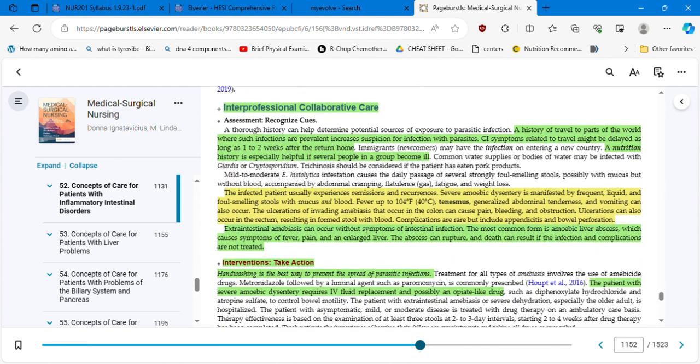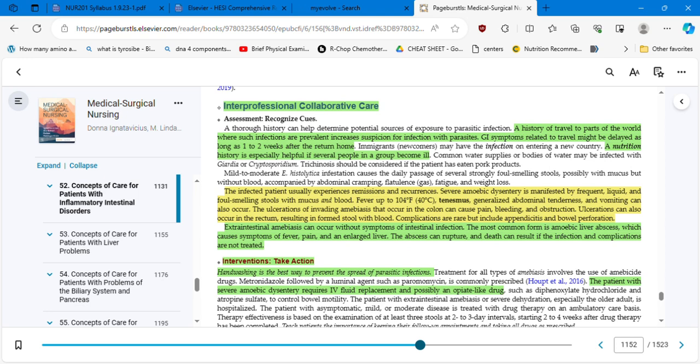Assessment. A history of travel to parts of the world where such infections are prevalent increases suspicion for infection with parasites. GI symptoms related to travel might be delayed as long as 1 to 2 weeks after the return home. A nutrition history is especially helpful if several people in a group become ill.